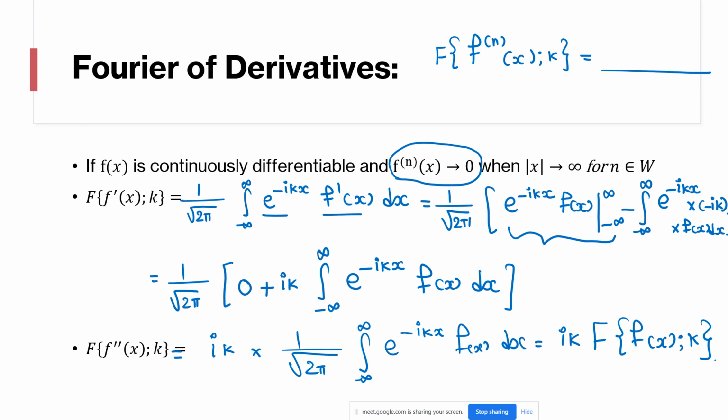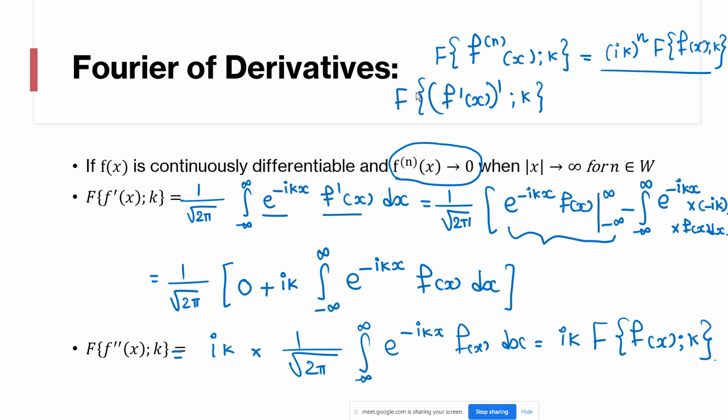That is ik to the power n times the Fourier of f of x. Correct? Yes, it could be generalized easily. If I see f double dash of x as f dash of x whole dash of x, it could have been easier, but it is fine. Taking time is fine for the first time.